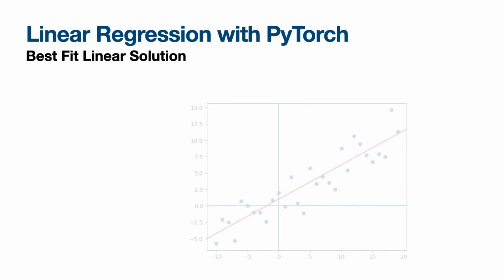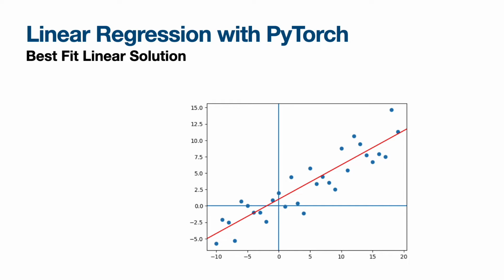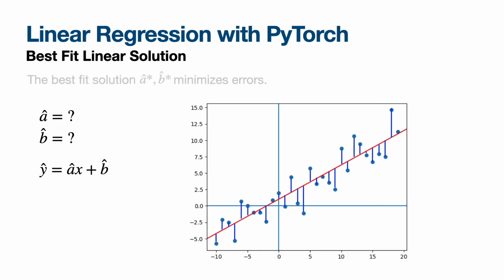The best fit linear solution minimizes errors between the line and sample data points. We already know the answer is a equals 0.5 and b equals 1. So, the best fit line is y equals 0.5x plus 1. But let's suppose we don't know the answer and want to estimate the best fit solution a hat star and b hat star. First, we need to define what an error is. An error is a distance between sample point y and an estimation of y for the same x value. Blue vertical lines are examples of errors.